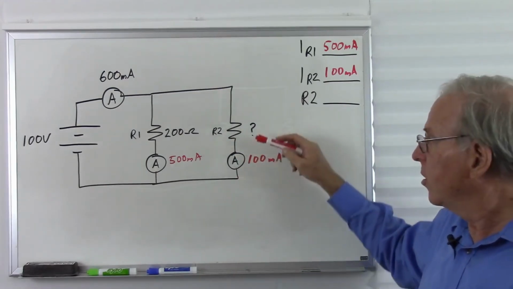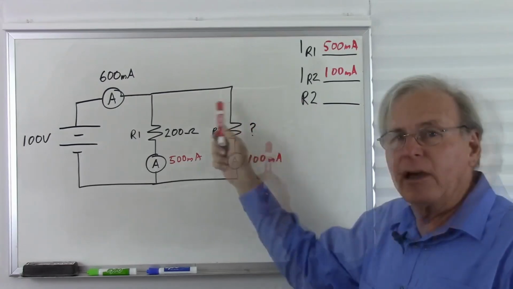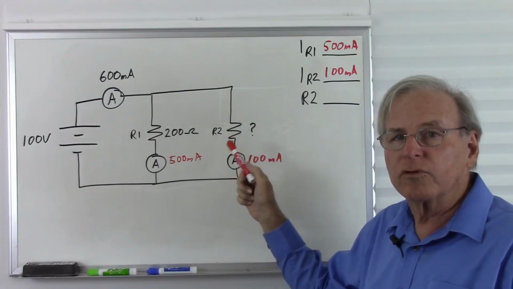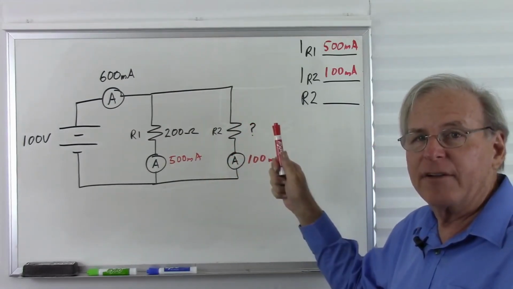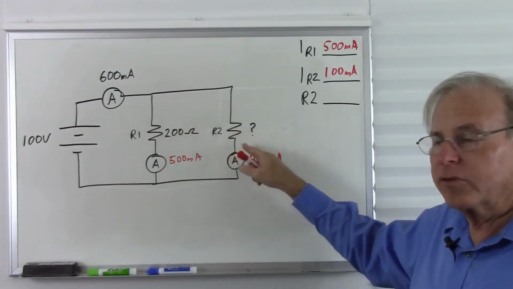Now that we know the current, 100 milliamps, we can calculate the amount of resistance. We can calculate this out using Ohm's law, but before we do that, let's see if we can do it just using the rules for parallel circuits. If we have 1/5 of the current, we must have 5 times the resistance. So this must be 1,000 ohms.